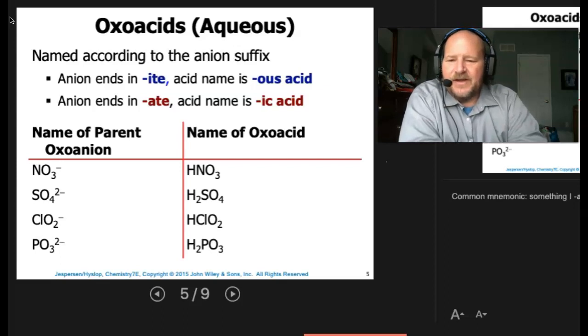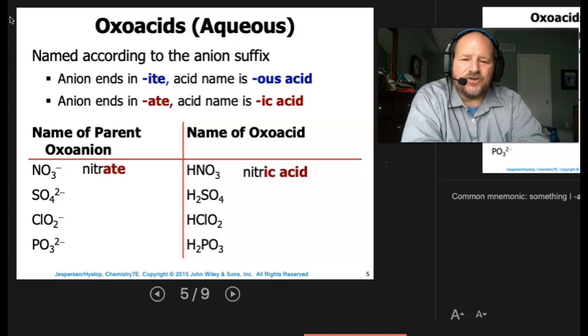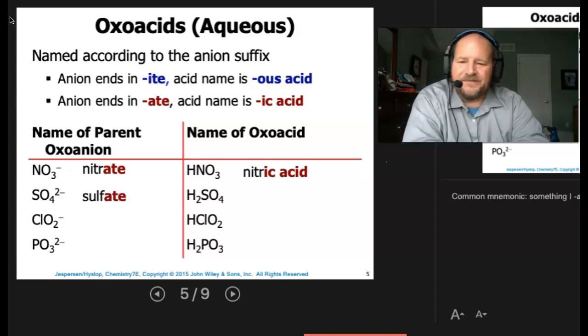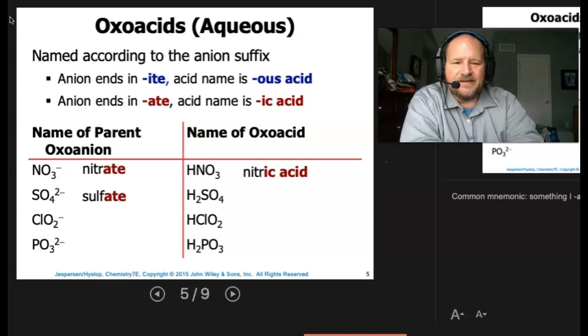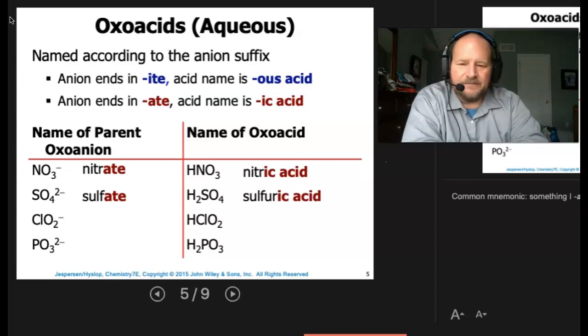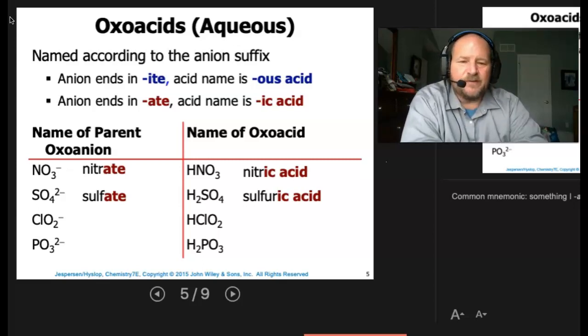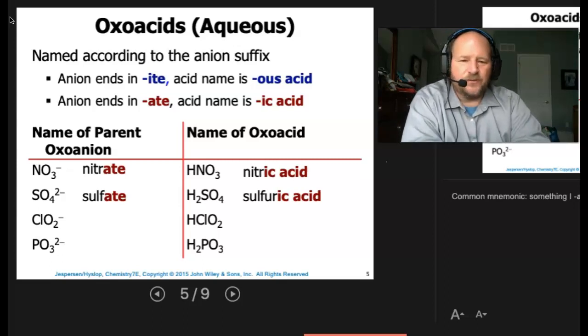So in other words, if we have NO3 minus 1, then the anion is nitrate, right? So it's nitrate. Then we're going to take the ATE off, add ic acid, and it's going to become nitric acid. So here we have SO4 2 minus. That's going to be sulfate. The ATE tells us we're going to knock that off and put on ic acid. And so this becomes sulfuric acid. Notice there's no hydros for these guys, right? So hydro was only if it was an elemental acid. Okay, for our polyatomic acids, there will be no hydro.